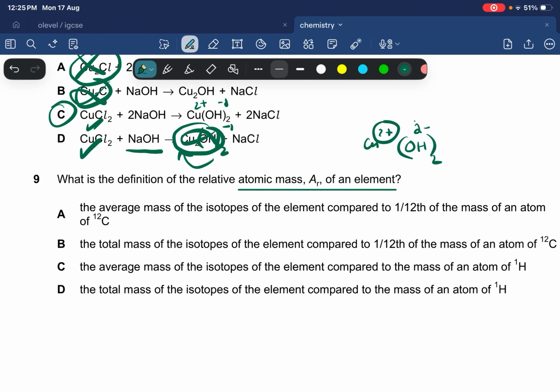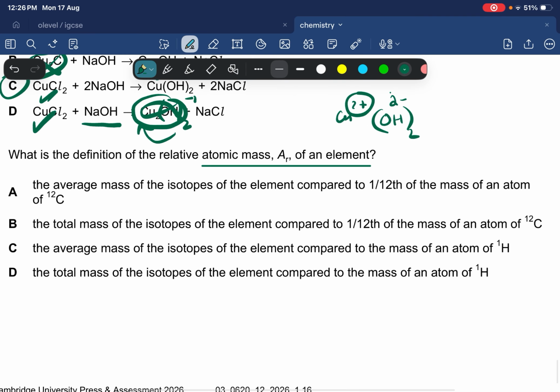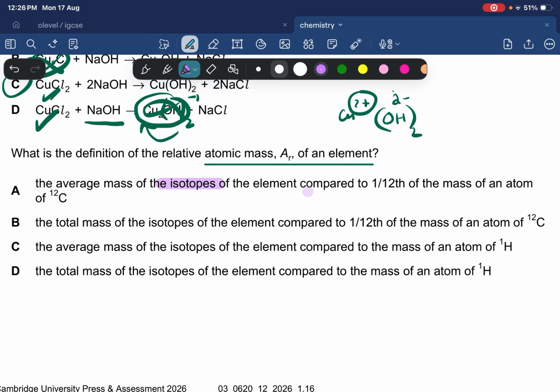What is the definition of relative atomic mass of an element? It is 1/12 of the mass compared to the mass of carbon 12. Now there are going to be a lot of wrong definitions, and they're going to be very intimidating to those who don't study. The average mass of the isotopes of the element compared to 1/12 of the mass of an atom of carbon 12. That's the first definition.